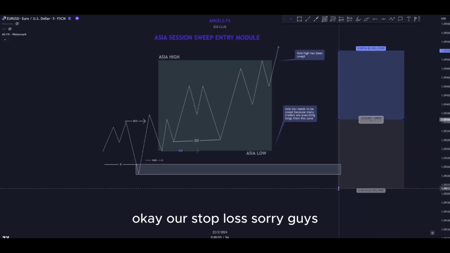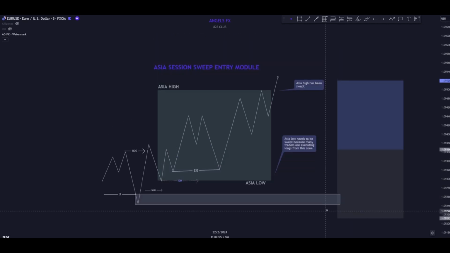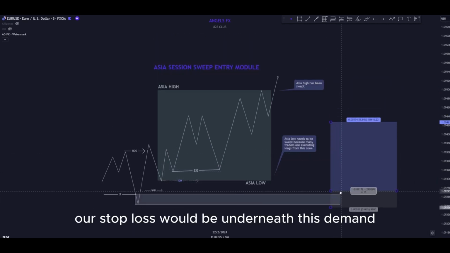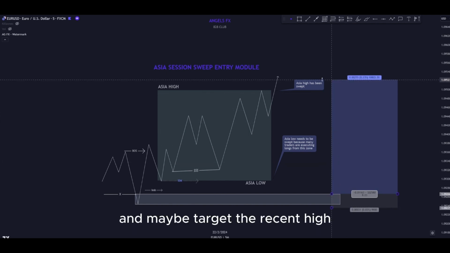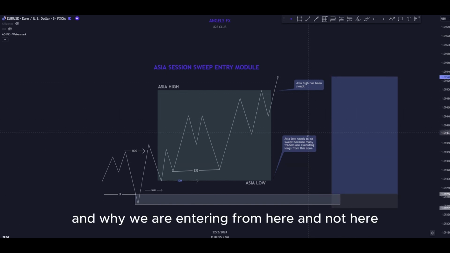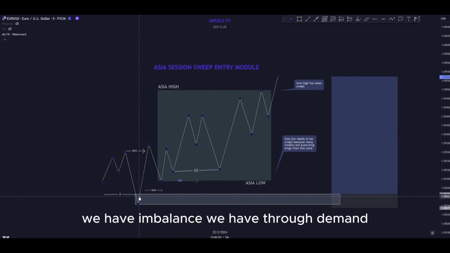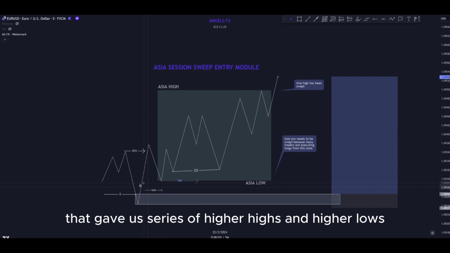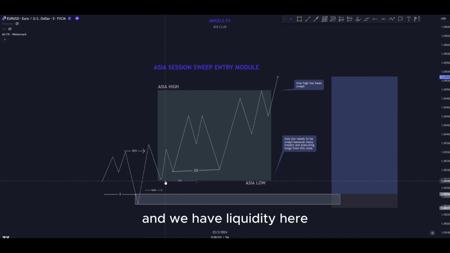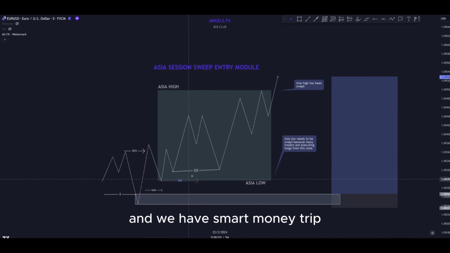Our stop loss, sorry guys, would be underneath this demand, and maybe we target the recent high. And why are we entering from here and not here? Because we know that the Asia session is used for liquidity. We have an imbalance, we have true demand. These are the lows that gave us a series of higher highs and higher lows, and we have liquidity here and we have a smart money trap.